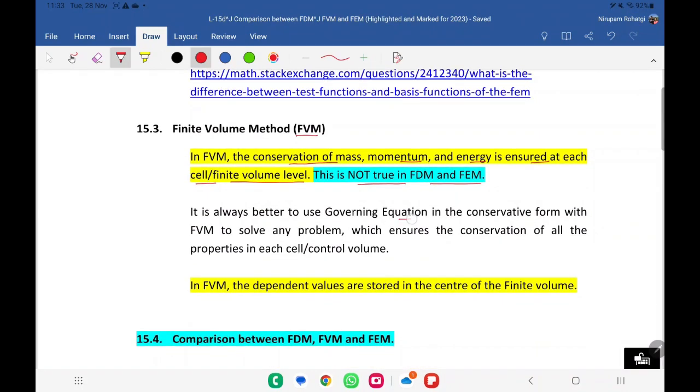It's always better to use the governing equation in conservative form with FVM to solve any problem, which ensures the conservation of all the properties in each cell control volume. So we begin with the governing equation, which is a conservation equation. For all the cells, all the quantities are conserved, which is the natural process. I look at it this way: our physics is being ensured at each cell. Instead of physics being ensured at the whole domain level, it is validated or applied at the cell level, which makes the solution much more accurate.